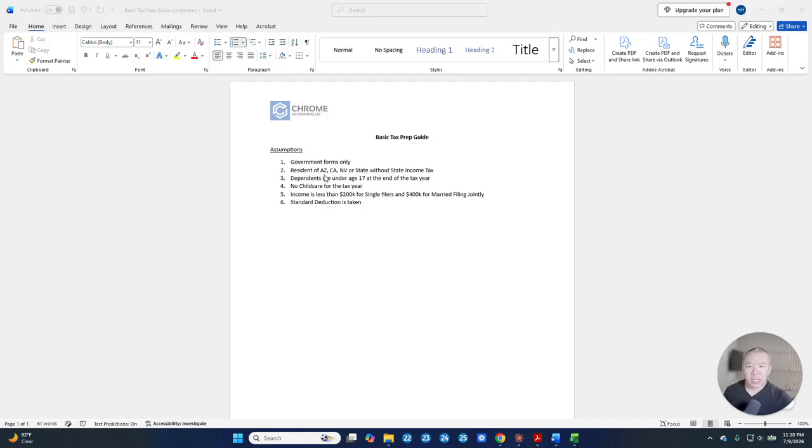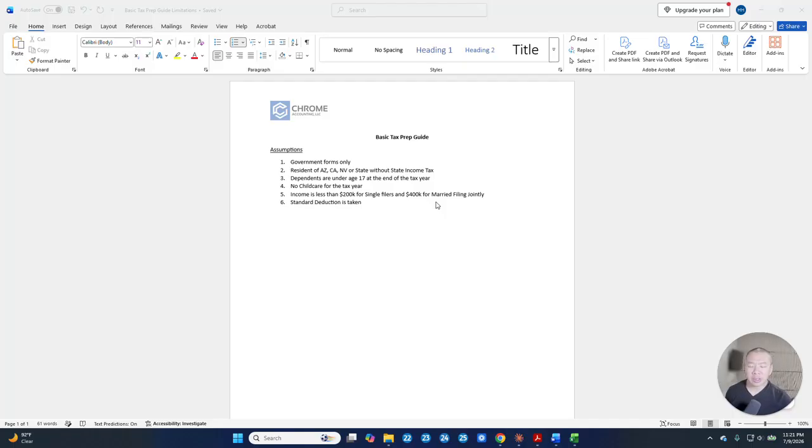you're also a resident of Arizona, California, Nevada, or a state without state income tax, because the worksheet I'm going to show you only has the states Arizona and California with it, or state of Nevada or a state that has no income tax. And this also assumes that your dependents are under the age of 17, and they are your dependents. You had no child care for the year, and your income is less than 200 grand if you're single and 400 grand if you're married filing jointly.